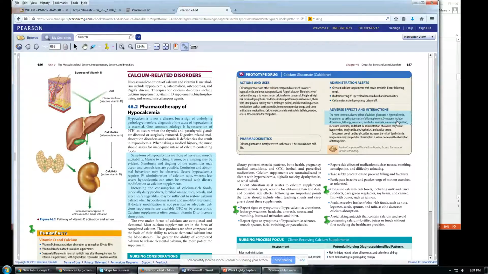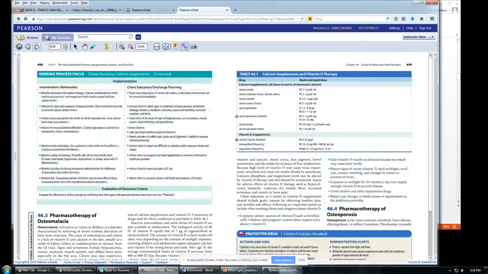It says to avoid taking antacids that contain calcium. So as you know, Tums is an antacid that people eat all the time. My husband chews on them like they're candy because he's always got some gastric reflux. So maybe the patient doesn't realize that they have hypercalcemia, and here they are chewing away on their Tums. So, health teaching, health teaching.